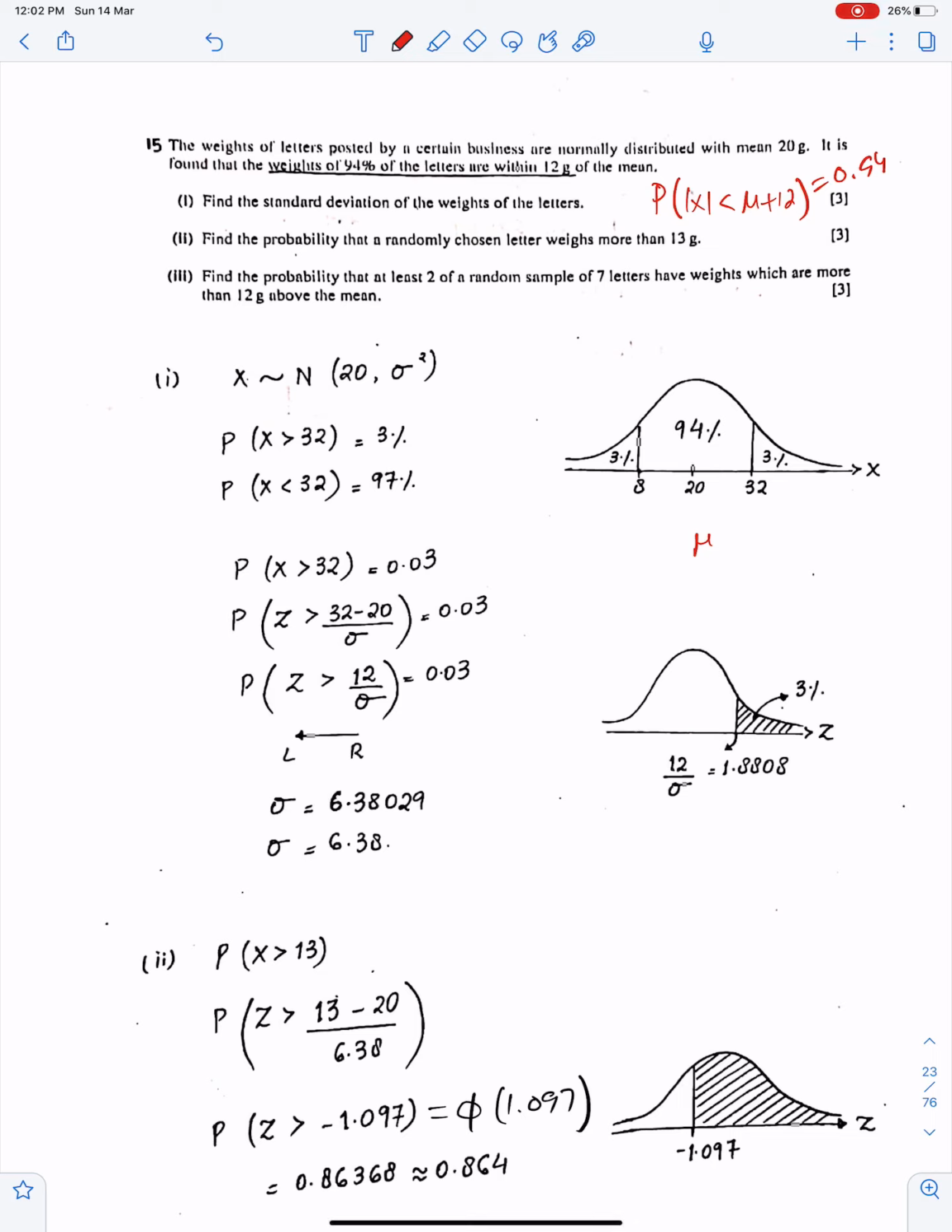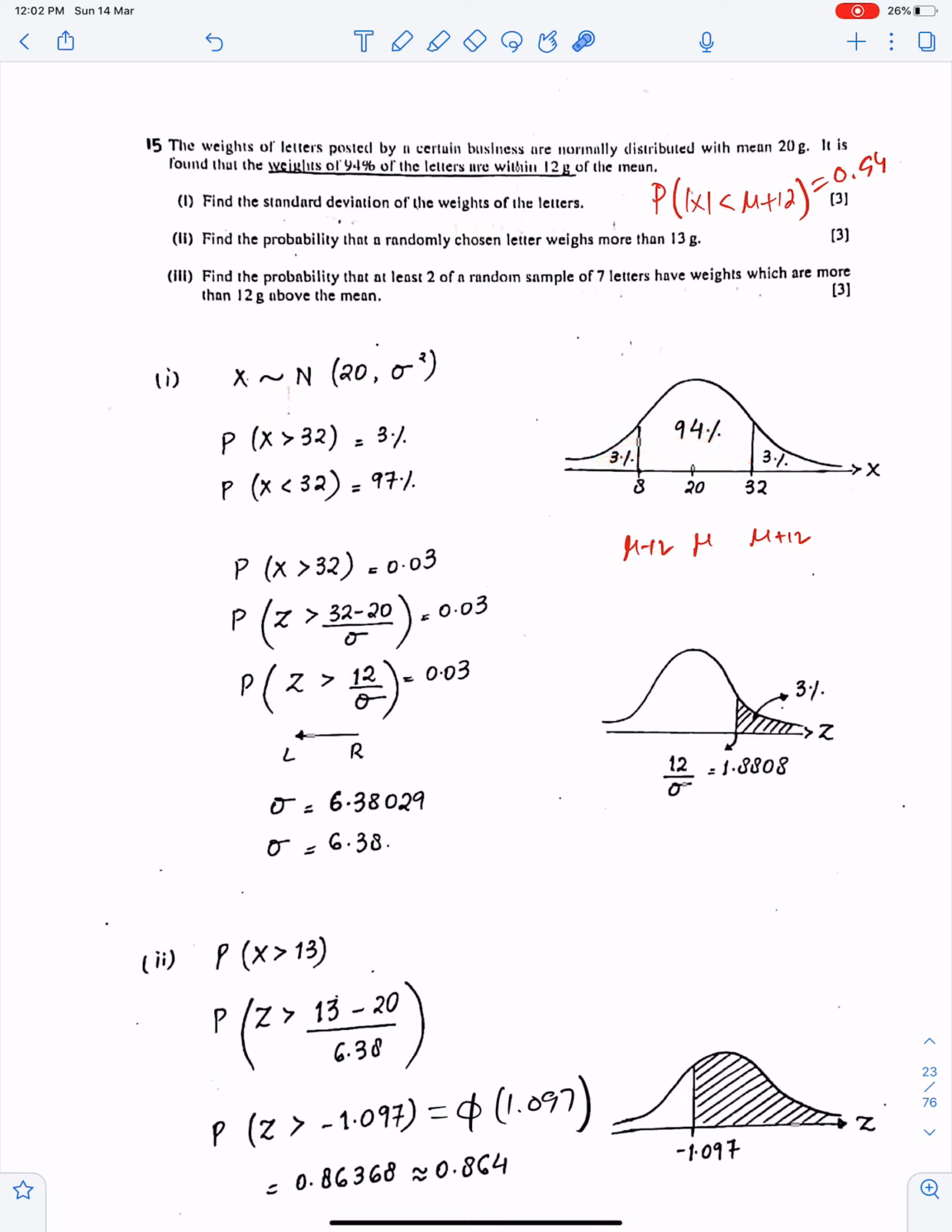Mu plus 12, mu minus 12. So this area is 94%. Since this is not standard normal, both the areas are equal. So this is 3% and this is 3%, and this total area is 97%.